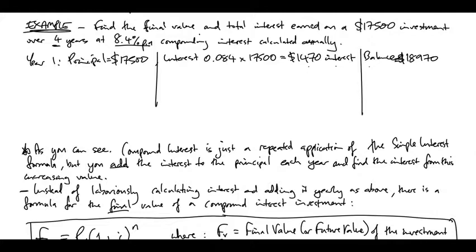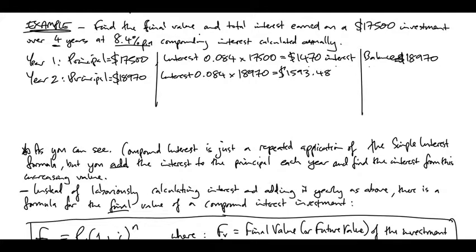We just applied the simple interest formula basically for 1 year, but now here is where it changes. Year 2, the principal is going to be what it was from last year, 18,970. See how it's increased? So the interest is still 0.084, 8.4%, but the principal has increased, so the amount of interest should increase too. Let's have a look. 0.084 times 18,970 comes to $1,593.48.